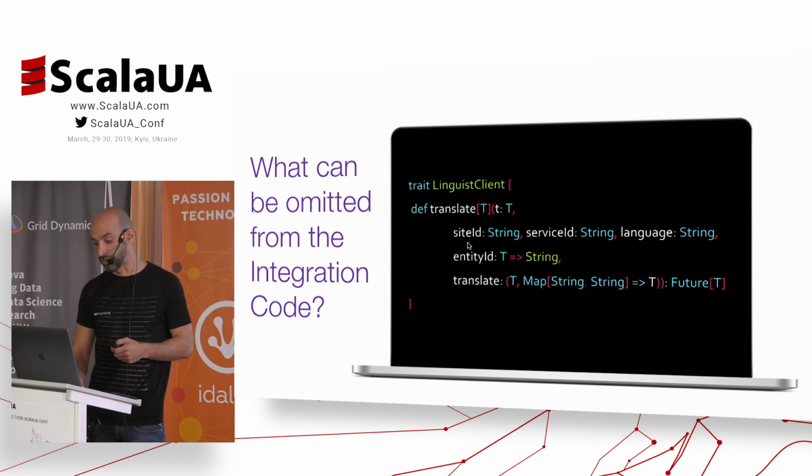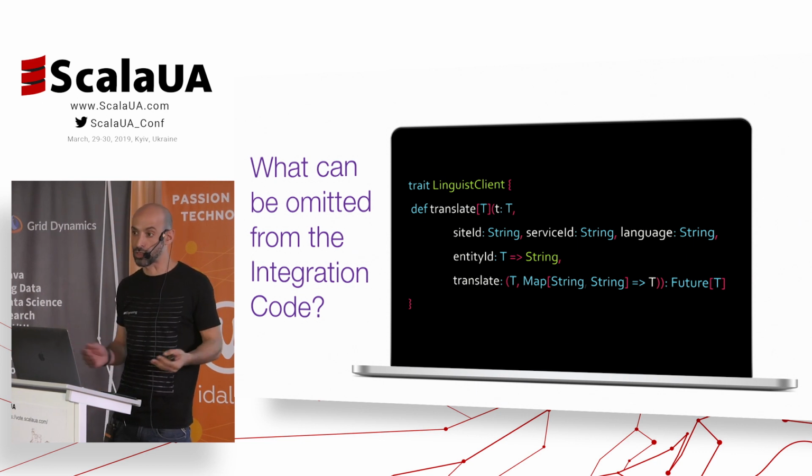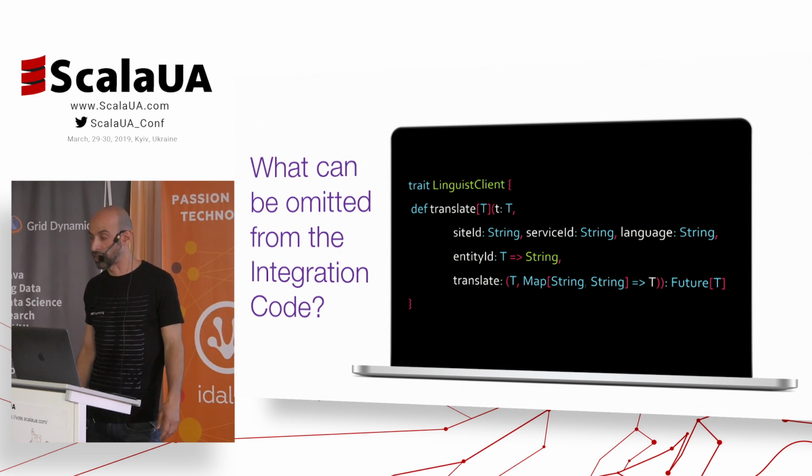For example, which site, which tenant this call is talking about, which service is talking with us, of course, which language he wants to translate, and at the end, a function that translates. So we have a certain case class, a map of strings, and we want to return the same entity. So when you call this, the result would be a future of the entity that we need to be translated. It looks like a lot of parameters, and we want to make it shorter.